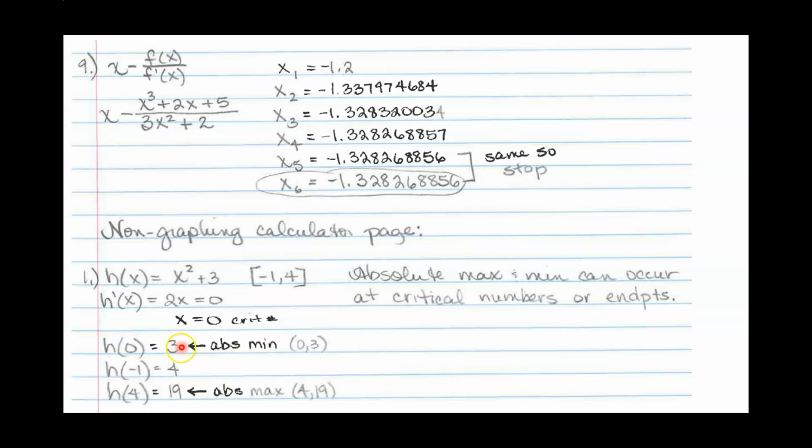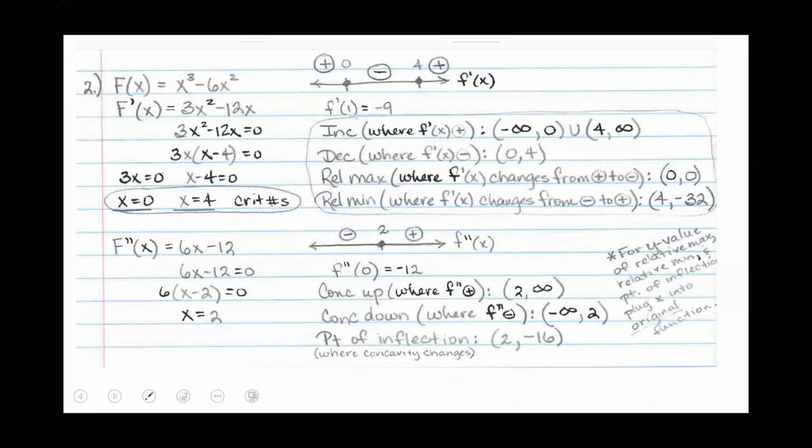So you can see the highest y value that I got was 19. That's my absolute maximum. The lowest I got was +3. That's my absolute minimum.